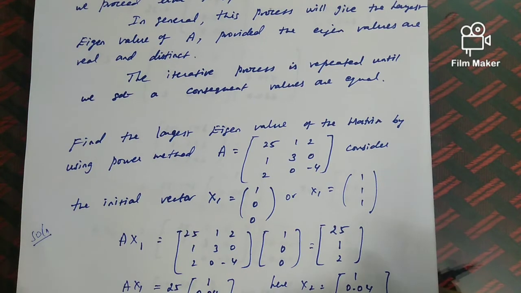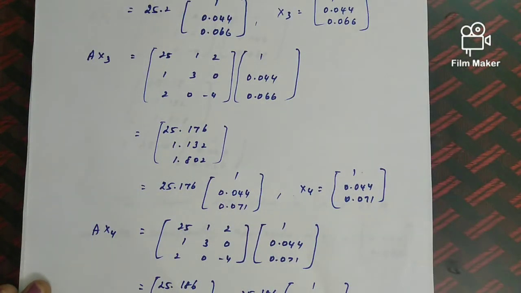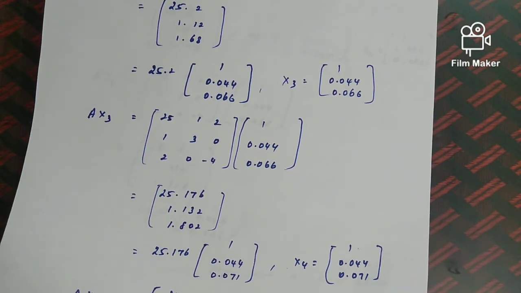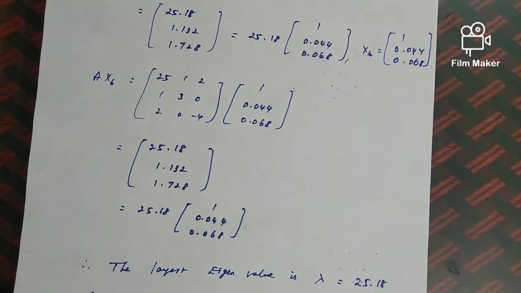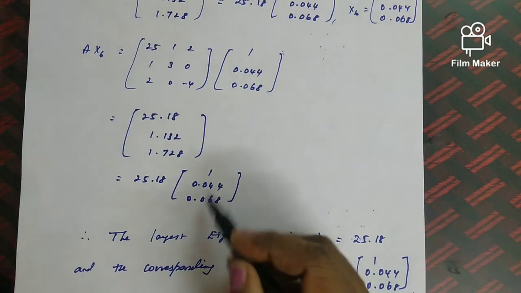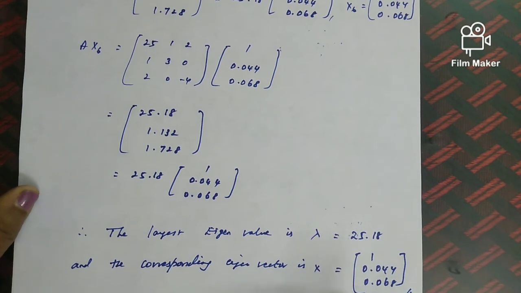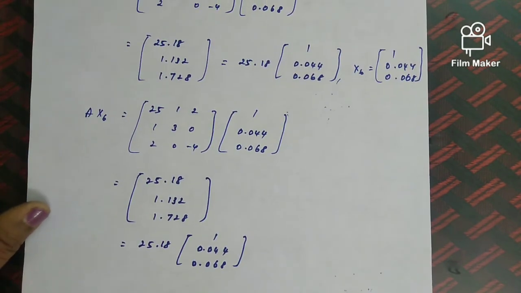With that we can get Ax1 and continue the process of Ax2, Ax3, Ax4 like that until we get two consecutive values that are equal. If you get equal values, that is the required largest eigenvalue of the given matrix. So this is the power method for a given matrix.